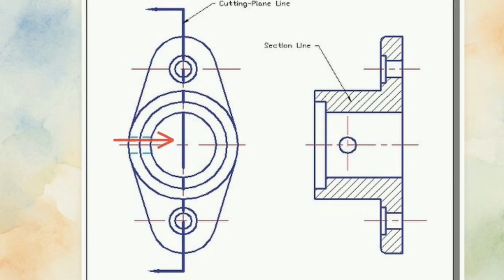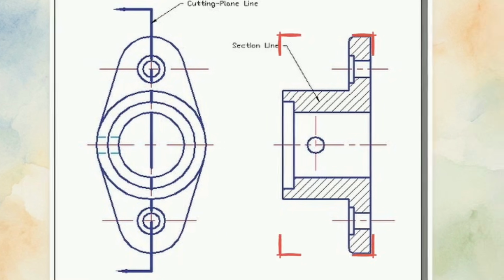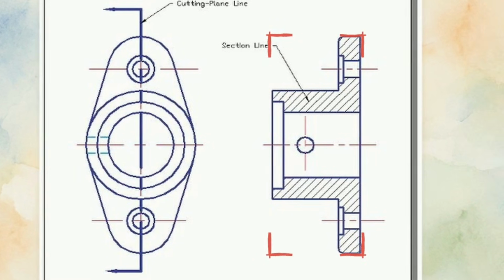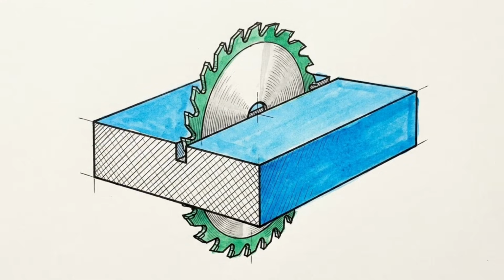This is a cutting plane line, indicating where an imaginary saw slices the component. On the right, thin diagonal patterns called section lines represent the solid material exposed by that cut. The cutting plane line shows the exact path of the blade. The section lines show the solid metal that the blade sliced through.